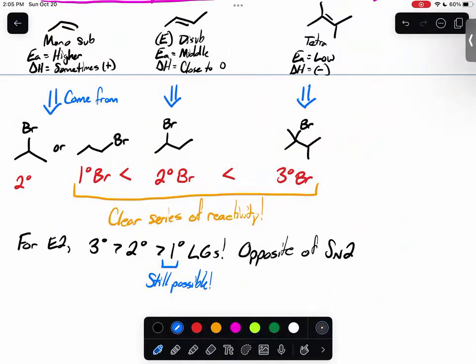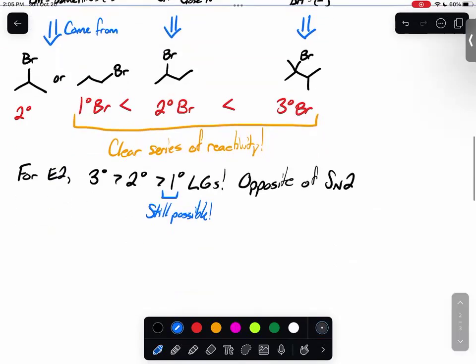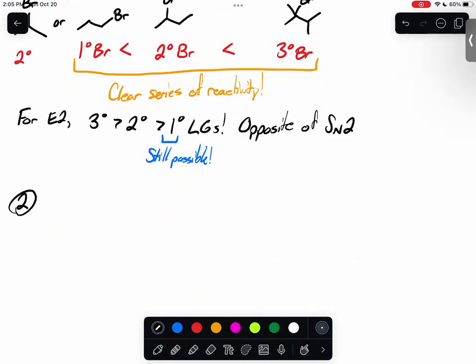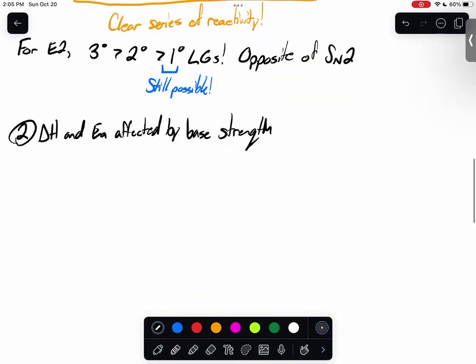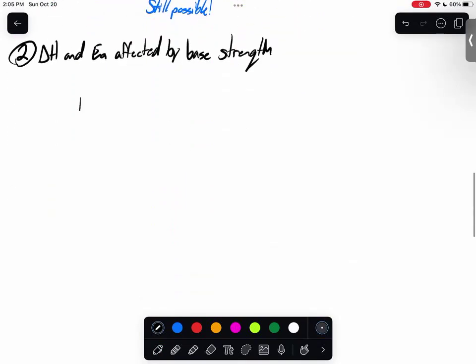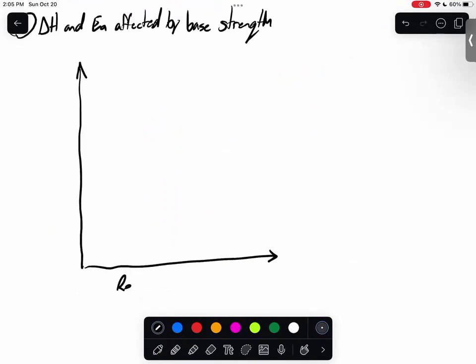Okay? So, looking at that, the more stable alkene is usually going to be the one that reacts fastest and has the best delta H. The second thing that modulates our delta H and our activation energy is that they are affected by base strength. All right? So, thinking about this idea, let's say that we were to look at an energy diagram of a couple different bases, and the idea is that all of them are being used on the same framework to provide the same reaction product. All right?